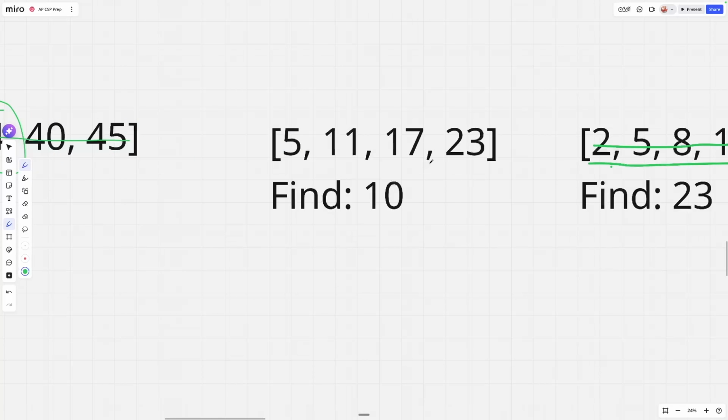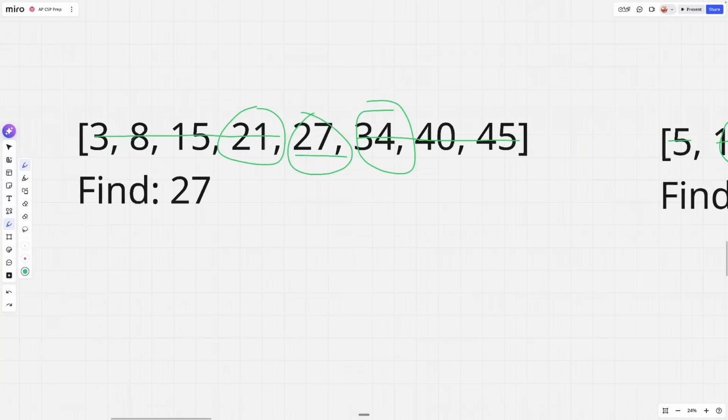Now we have to find 10. Split the list in half. We get 11. 11 is greater than 10. So we split this. Now, is 10 greater than 5? Yes. So we cross out 5. But we have nothing here. So we do not actually find 10.